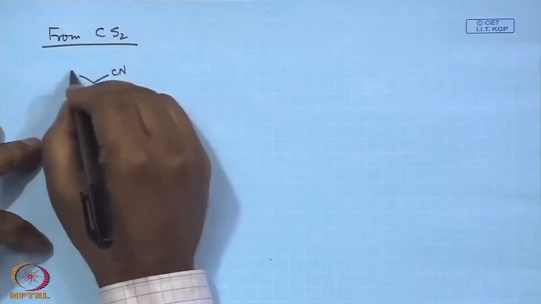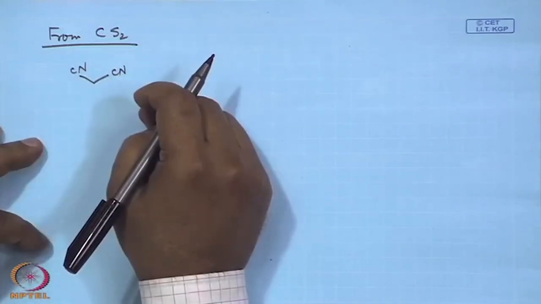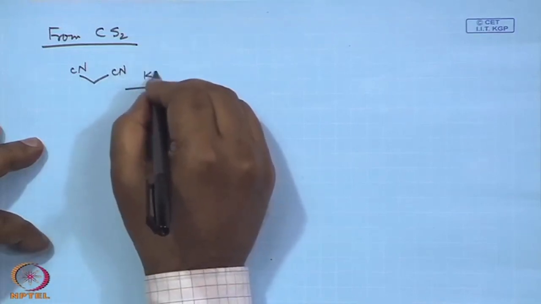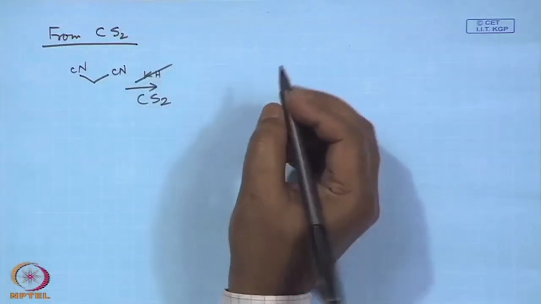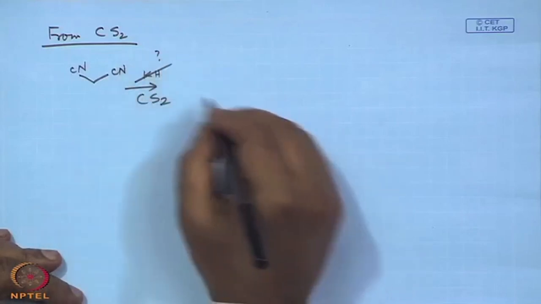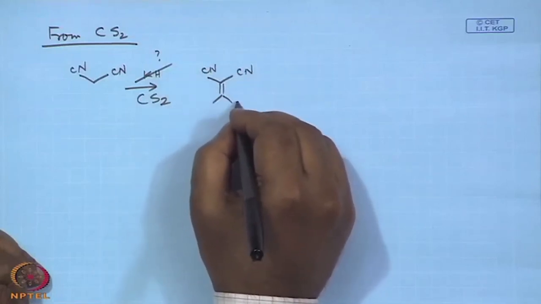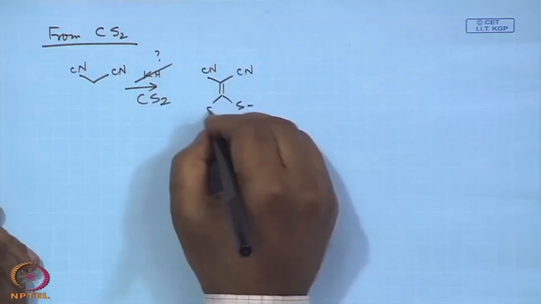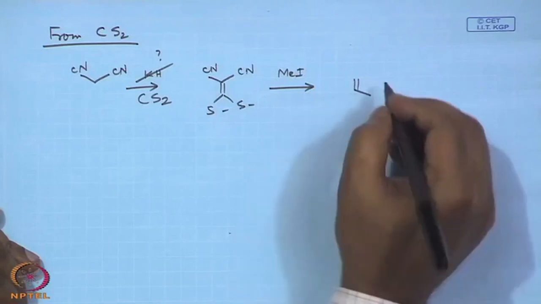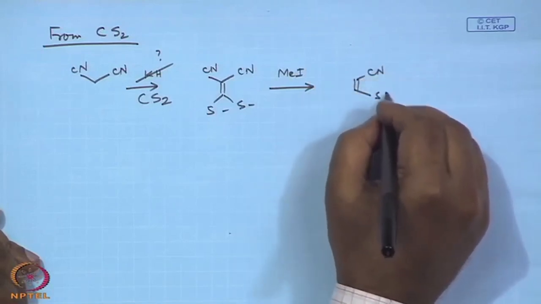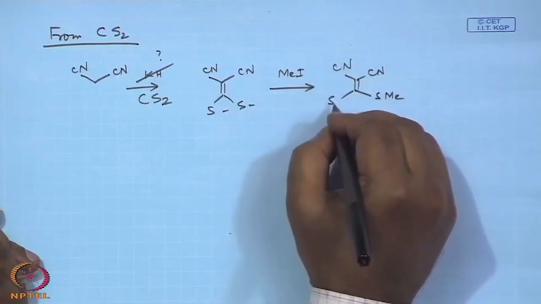So if you start with malononitrile and take, let us say, potassium hydride and then carbon disulfide, you do not actually have to take potassium hydride. In fact, simple potassium hydroxide should be perfectly alright, because malononitrile is so active. So what do you expect here? You get a thioenolate, and then with an equivalent amount of alkyl iodide, in this case methyl iodide, one can selectively S-methylate one of these S minus, and the other remains as S minus.